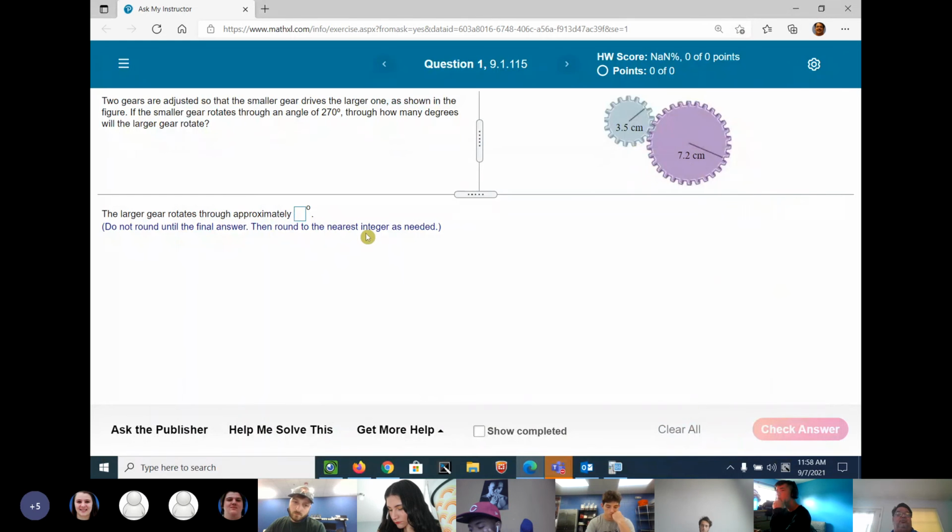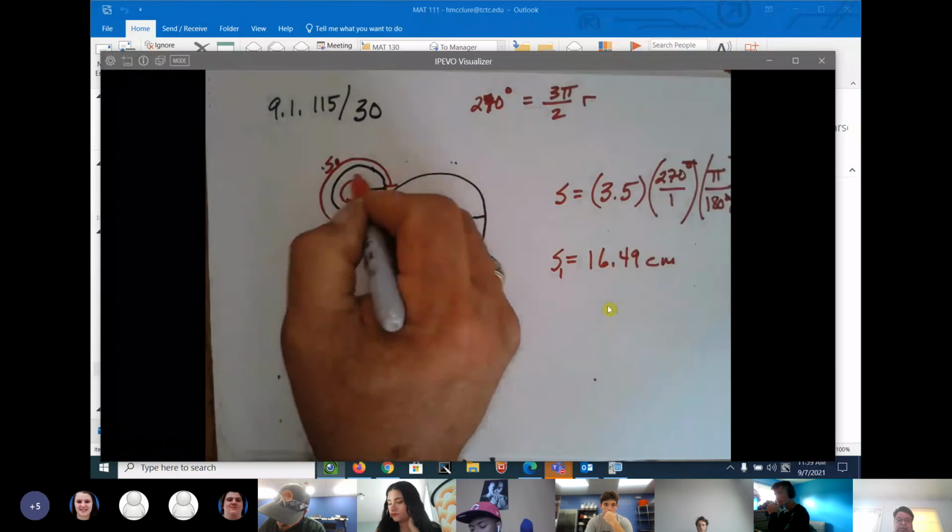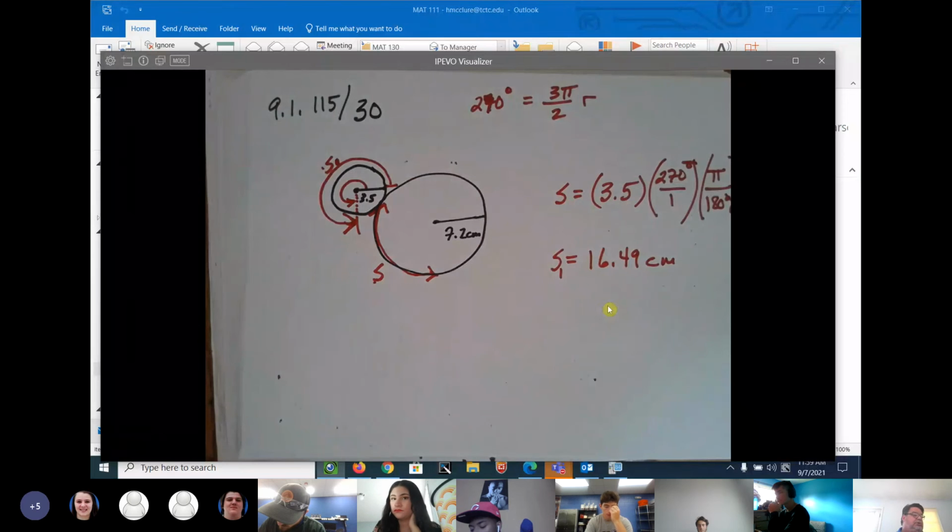Let me see what this question says to round to. Round to the nearest integer? Really? Well, I'll do it at the end. We're gonna use 16.49. The book says the nearest tenth, but this says the nearest integer. So I'm gonna keep my decimals out, and I'm just gonna round at the very end. My voice is not gonna make it. I don't know if I'm gonna have a voice tomorrow.